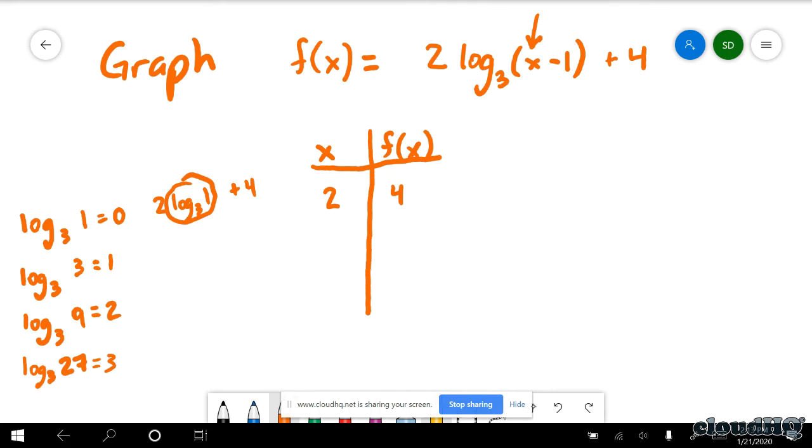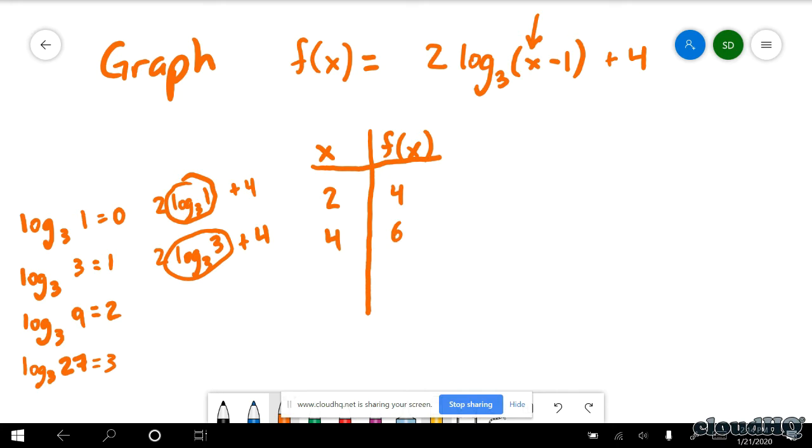Okay, good. What's another x value that would work out nicely? 4 would work out nicely. When we plug 4 in there, we get log base 3 of 3. And then at the end, we have plus 4 still. So 2 times log base 3 of 3. We just identified that log base 3 of 3 is equal to 1. So it's 2 times 1 is 2 plus 4 gives us 6.